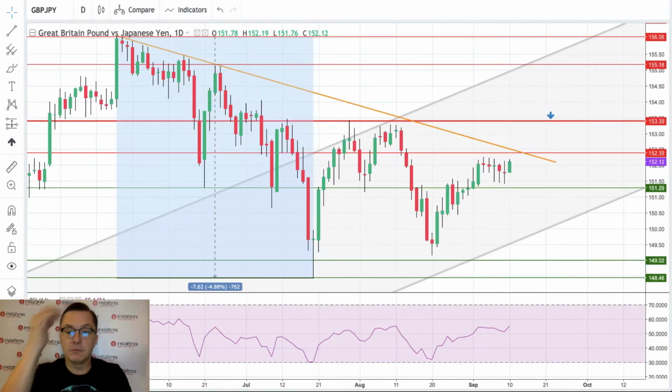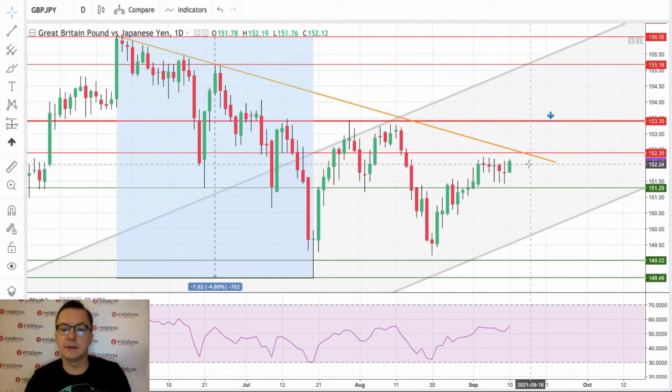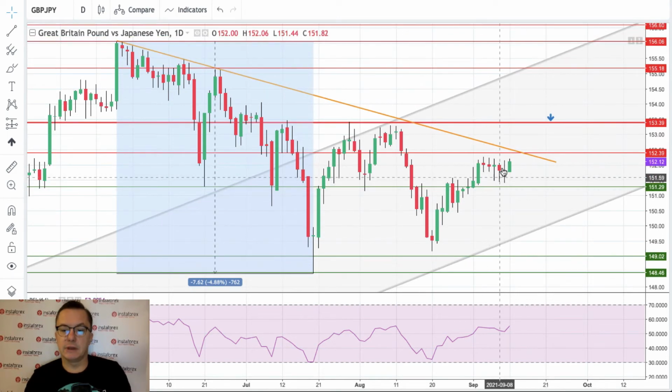What is British pound to Japanese yen doing? Not much. That's the shortest answer. Not much is doing. We are bouncing up and down, up and down, up and down. Market doesn't know where it wants to go.